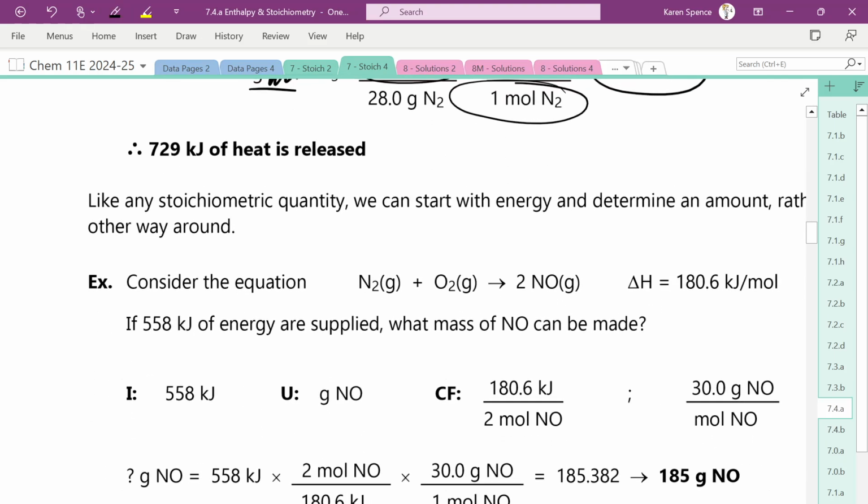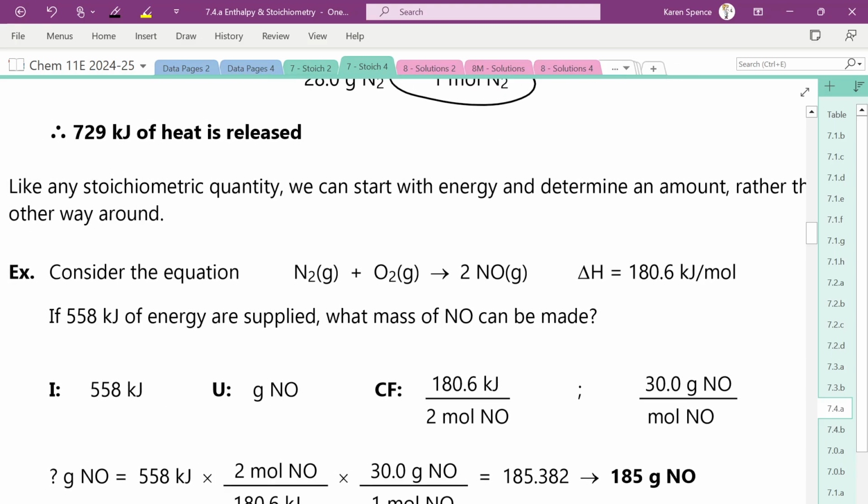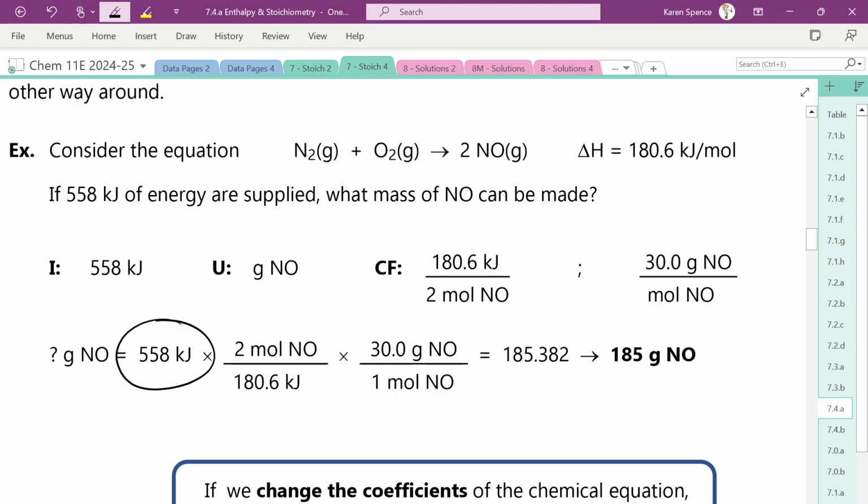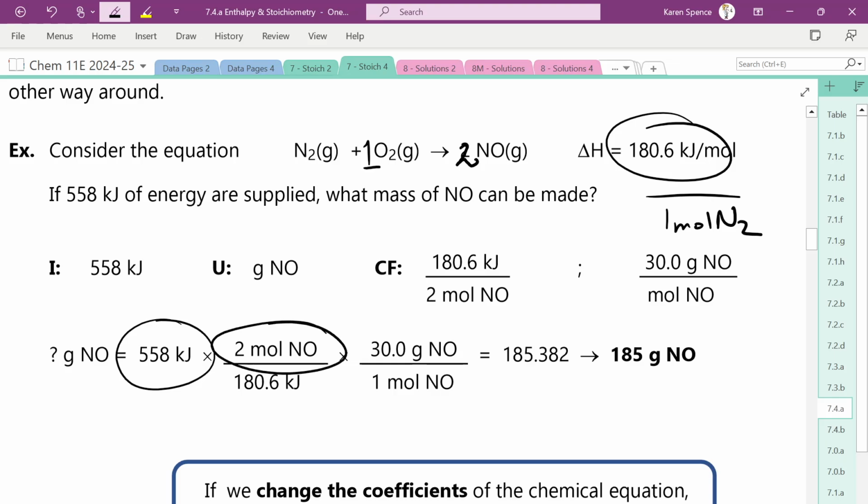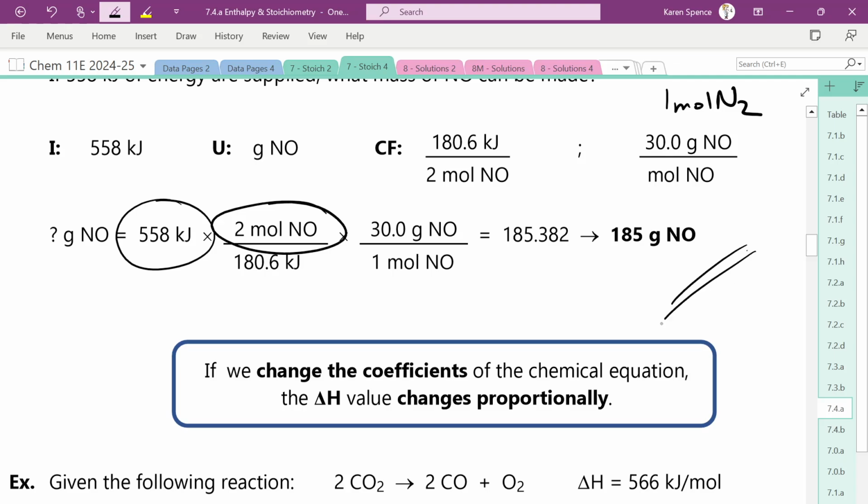You can also be given kilojoules and asked to find something else. In this case, you're given 558 kilojoules. We know that we have 180.6 kilojoules per mole, which means per 1 mole of N2 or per 1 mole of O2 or per 2 moles of NO. So per 2 moles of NO, and then you can find your mass and so on. So that's that. There's nothing more to it. It's just like regular stoichiometry, just with fancier numbers.